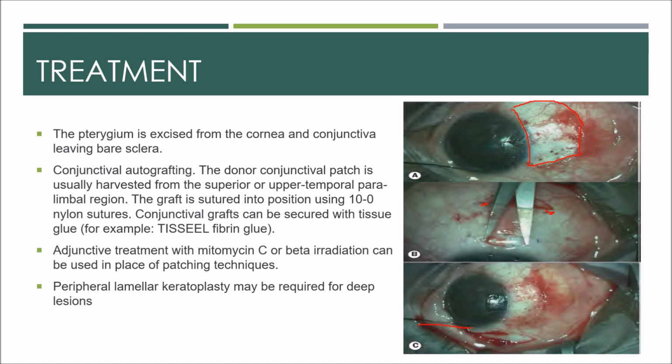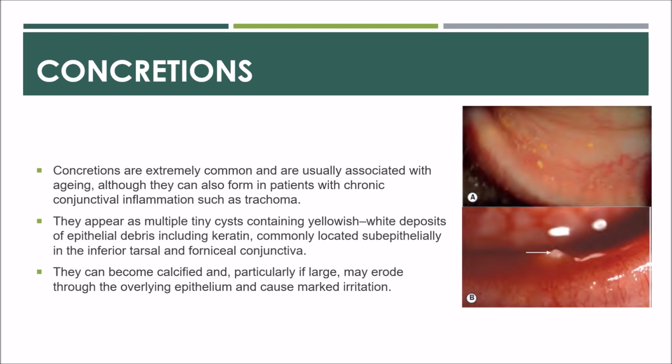Next one is concretions. Now, concretions are extremely common and are usually associated with aging, although they can also form in patients with chronic conjunctival inflammation such as trachoma. They appear as multiple tiny cysts containing yellowish white deposits of epithelial debris, including keratin, commonly located subepithelially in the inferior tarsal and forniceal conjunctiva.